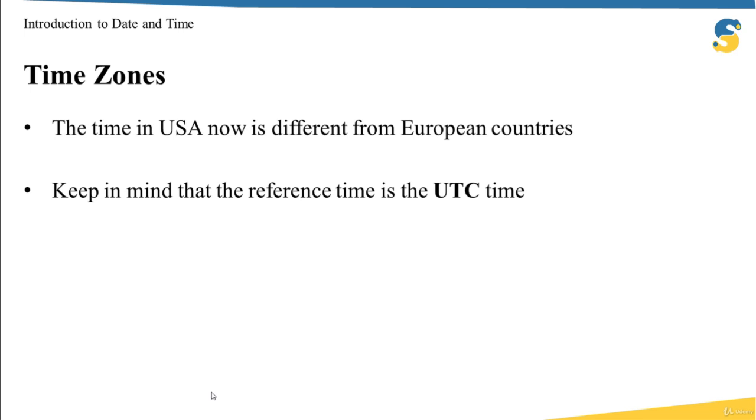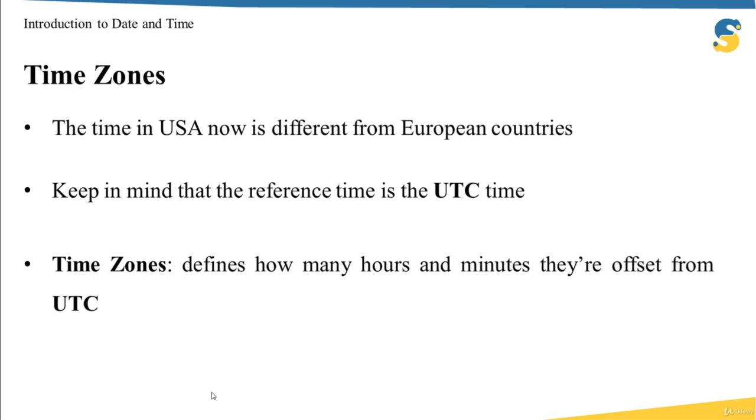Now let me define what time zones are. Simply, time zones define how many hours and minutes they are offset from UTC. In other words, how many hours and minutes this area is later or earlier compared to UTC. When I say later or earlier, this means that the offset could be positive or negative. Positive for a later area and negative for an earlier area.